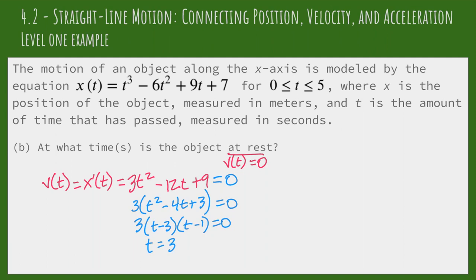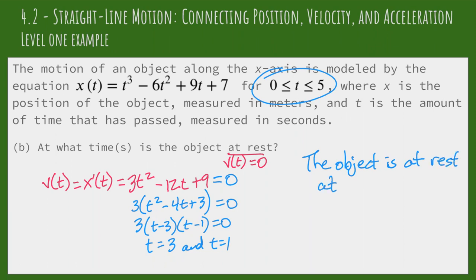And we get t equals 3 and t equals 1. And we want to be careful in problems like this because this model is restricted to certain time values. If we got an answer here that was outside of that range, we wouldn't want to include it. However, t equals 3 and t equals 1 are both in that range, so we would say the object is at rest at t equals 1 second and t equals 3 seconds.